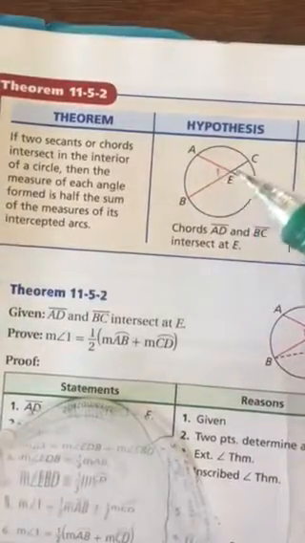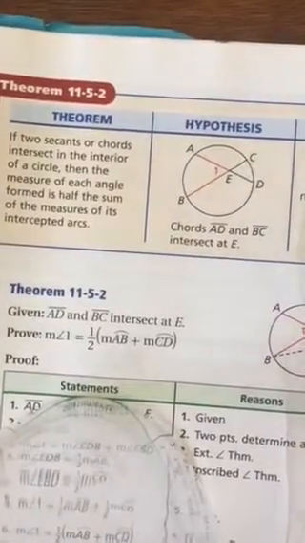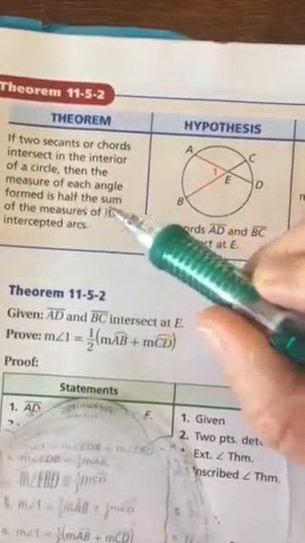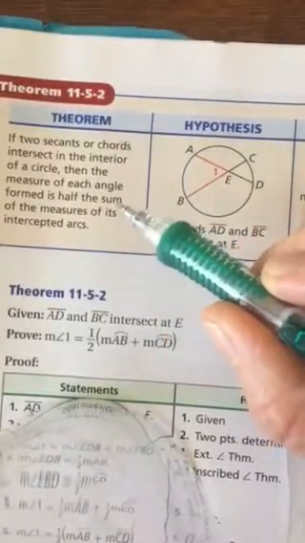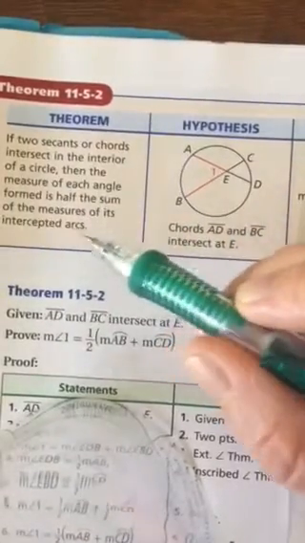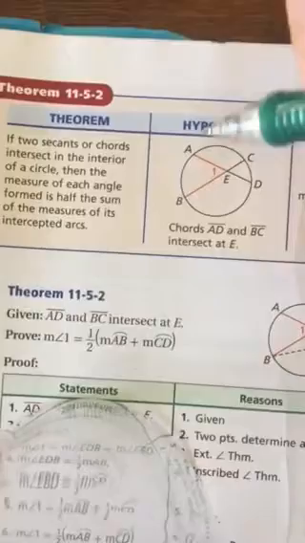Then the measure of each of the angles is formed by half the sum, right here, half the sum. That means the answer to an addition problem, half the sum of the measures of its intercepted arcs. So let's look at that.